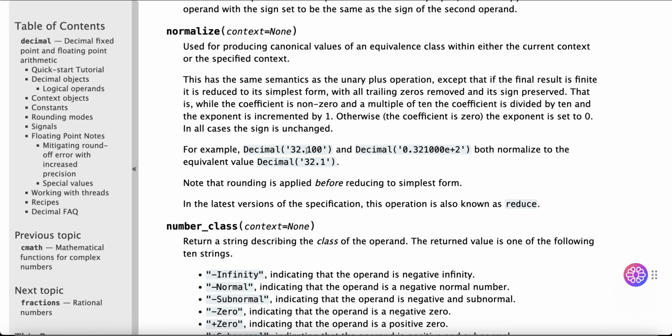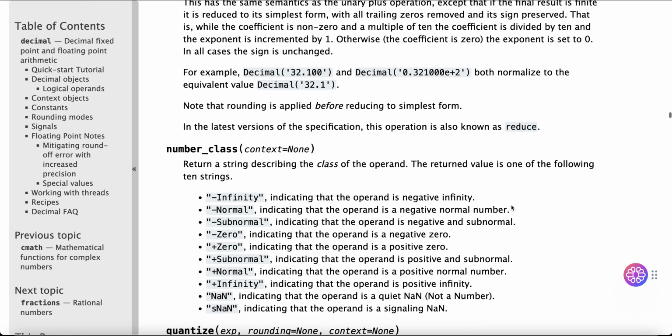For example, Decimal('32.100') and Decimal('0.321000e+2') both normalize to the equivalent value Decimal('32.1'). Note that rounding is applied before reducing to simplest form. In the latest versions of the specification, this operation is also known as reduce.